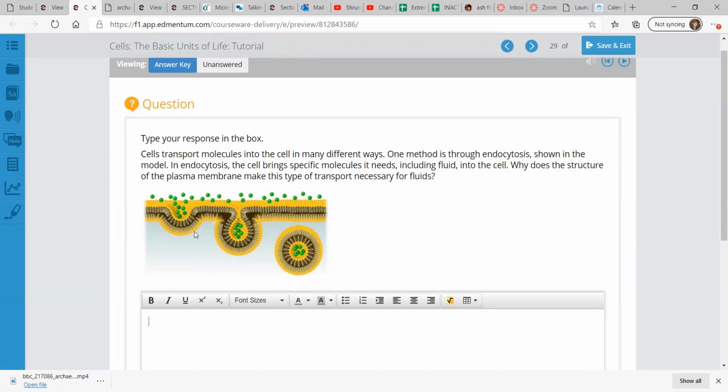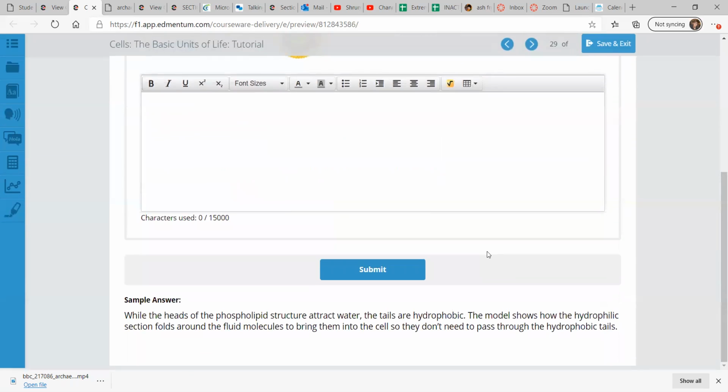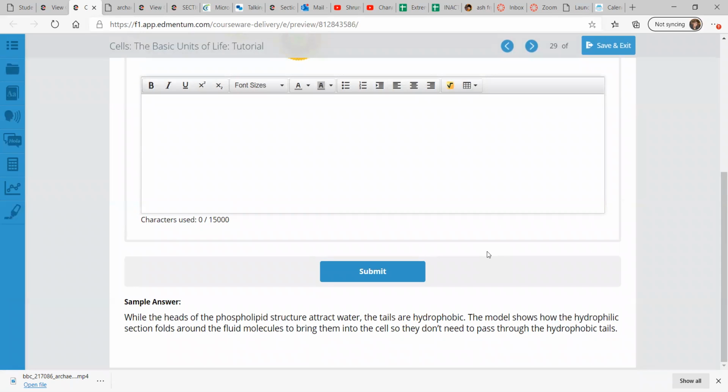those lipids repel the fluid. So the fluid wouldn't be able to get all the way through. This is the only way you can get past the barrier. So the hydrophilic sections fold around the fluid to bring it into the cell so it doesn't need to pass through the tails, the hydrophobic tails.